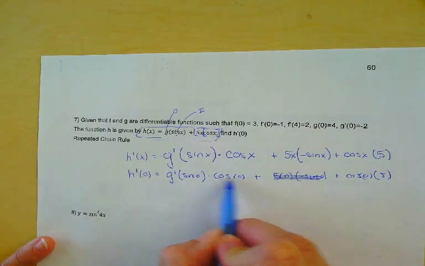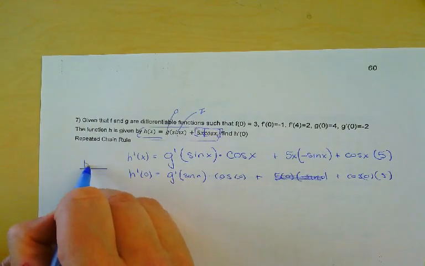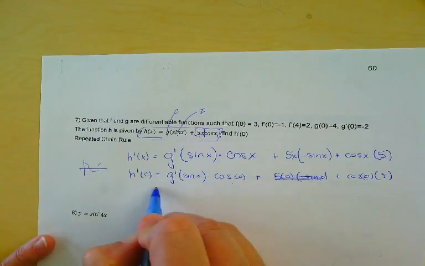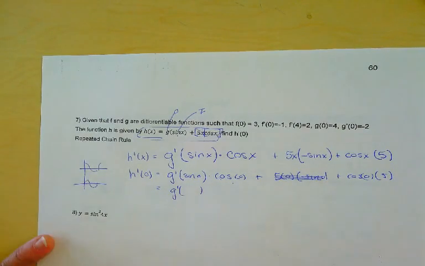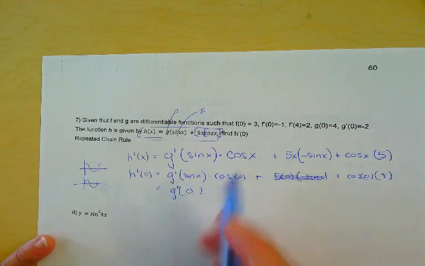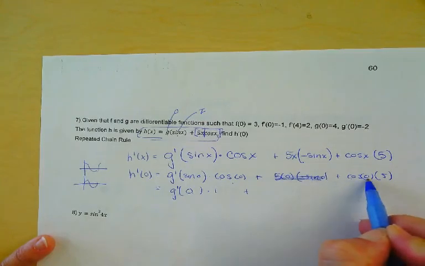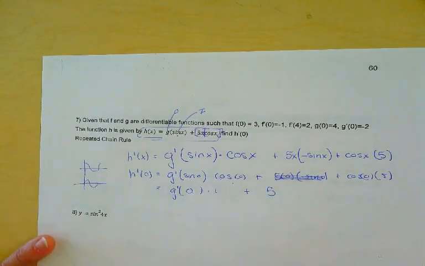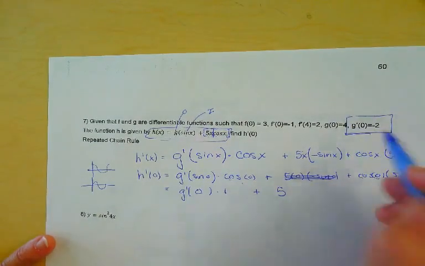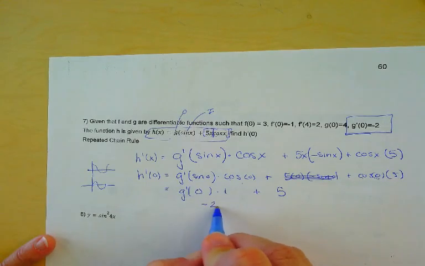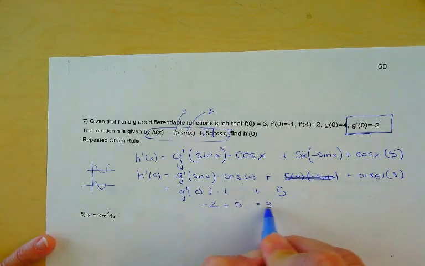Again, going back to picturing the graph, the cosine of 0, if I picture that cosine graph, the cosine of 0 is 1. So here I'm just left with g prime of, and now I need the sine of 0. So again, I'm just picturing the sine curve. The sine of 0 is 0. So now I have g prime of 0, technically times 1, which is the cosine of 0. Plus, I have the cosine of 0, which again is 1 times 5 is just 5. And then using that information they gave me, I know g prime of 0 is equal to negative 2. So I have negative 2 times 1 plus 5, which should get us 3.